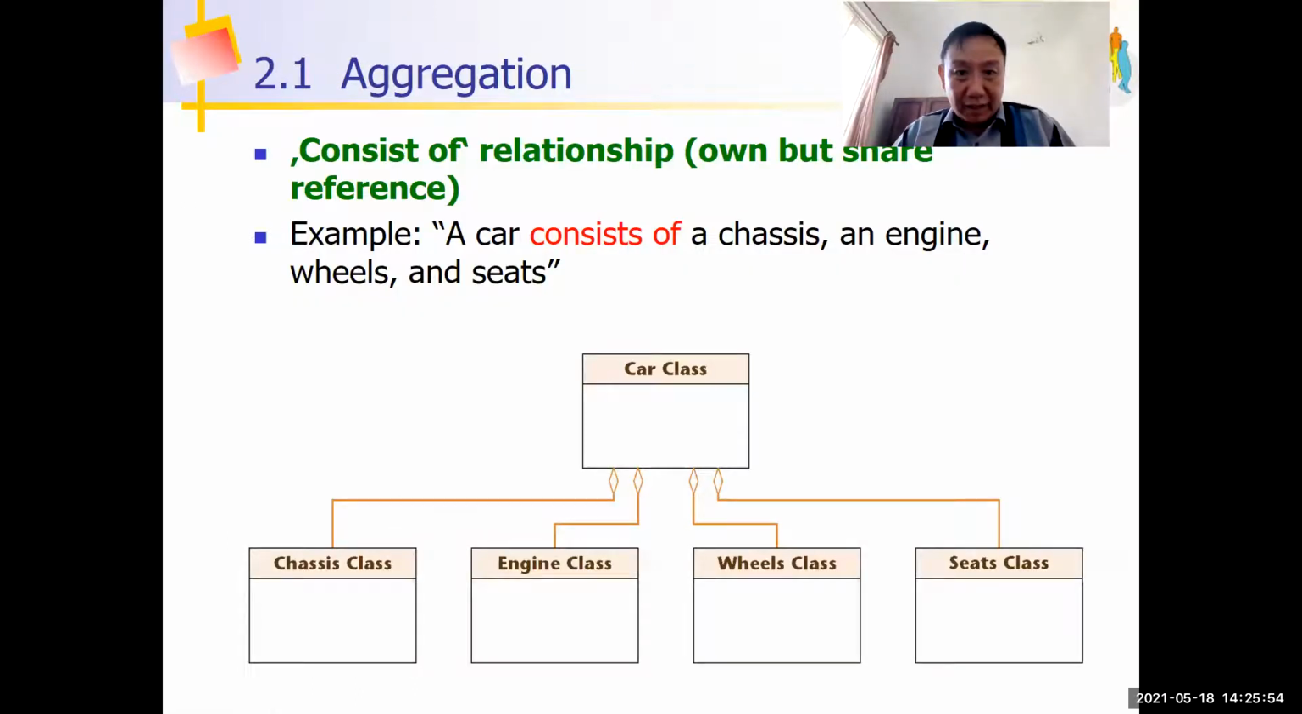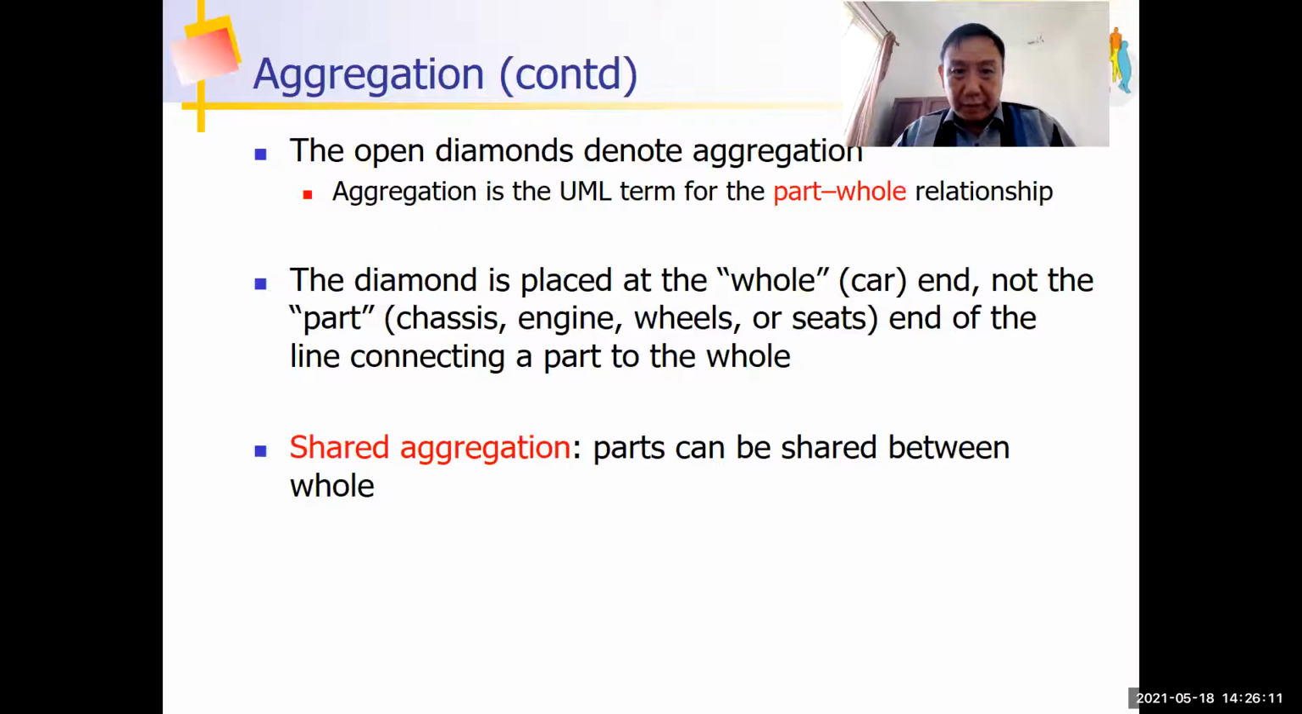Okay, this is an example of aggregation. A car consists of chassis, engine, wheel, and seat. Can you see it? So the open diamond in UML means a part and whole relationship. You put the diamond at the whole, but not at the part. So the part can be shared between wholes.